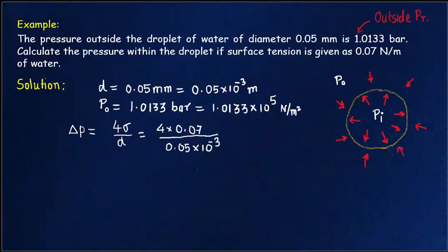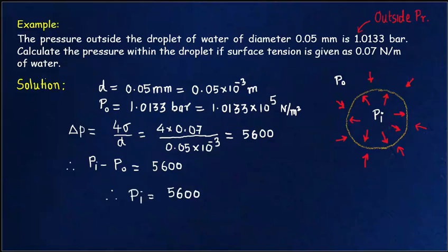The delta P is basically the difference of inside pressure and outside pressure. So from here you get inside pressure minus outside pressure of the droplet, and it will be this value, friends. If you calculate this value, you'll get 5600 units. So from here the inside pressure, that is Pi, will be written as 5600 plus the outside pressure, that is Po, and the Po we have already got here, friend. It is 1.0133 into 10 raised to 5. When you add these two values, the inside pressure would be 106930 newtons per meter square.